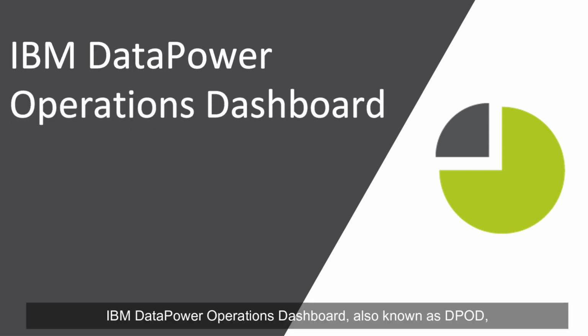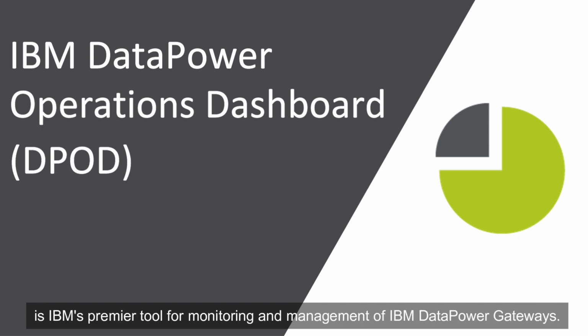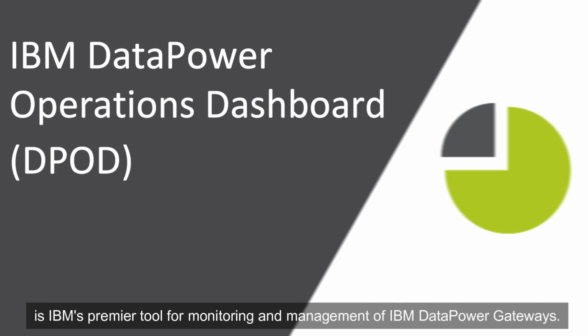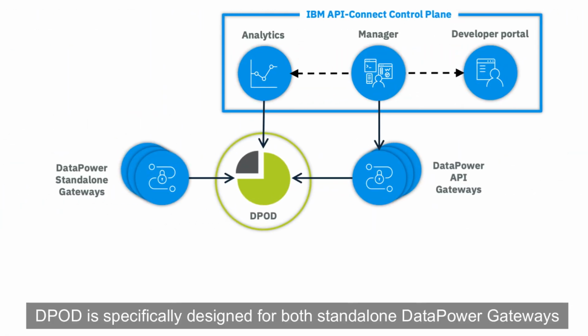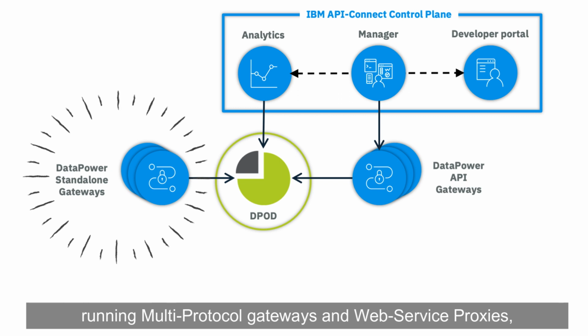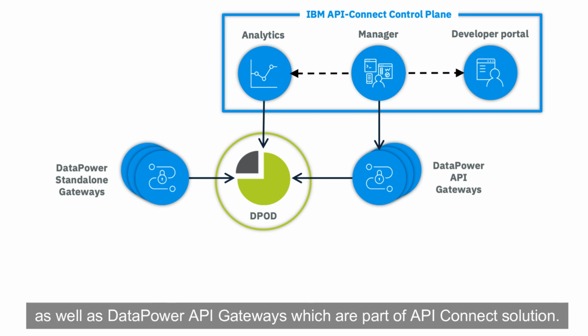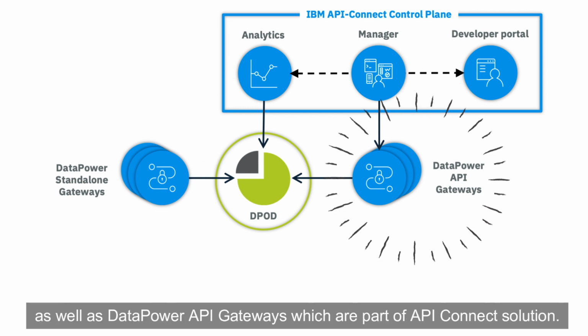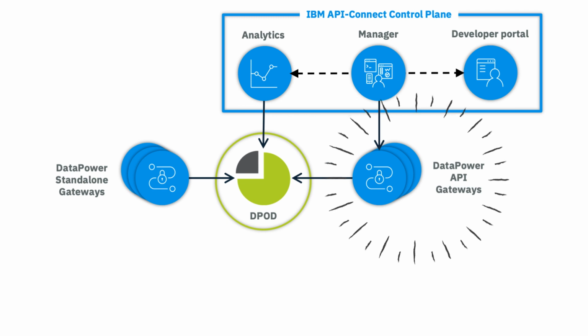IBM DataPower Operations Dashboard, also known as DPOD, is IBM's premier tool for monitoring and management of IBM DataPower gateways. DPOD is specifically designed for both standalone DataPower gateways running multi-protocol gateways and web service proxies, as well as DataPower API gateways which are part of the API Connect solution.